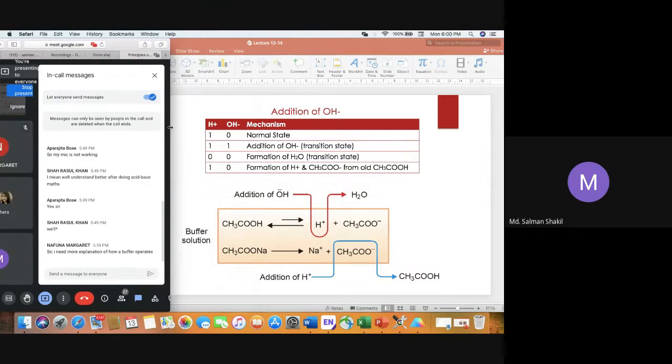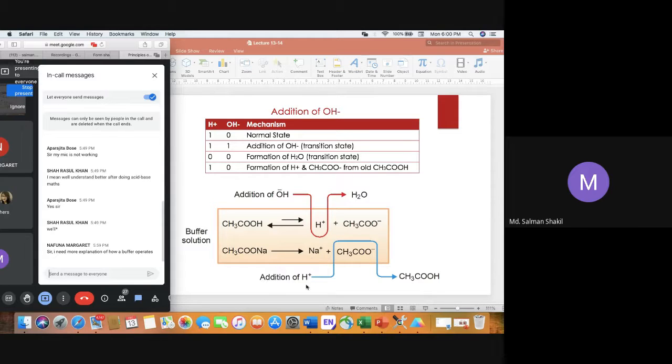We know that an acidic buffer contains an acid and its corresponding salt. Actually, the acidic buffer contains a weaker acid. As it contains a weaker acid, it will dissociate less. And as the corresponding salt is stronger, it will dissociate almost 100%. Is this point clear? Yes, sir.